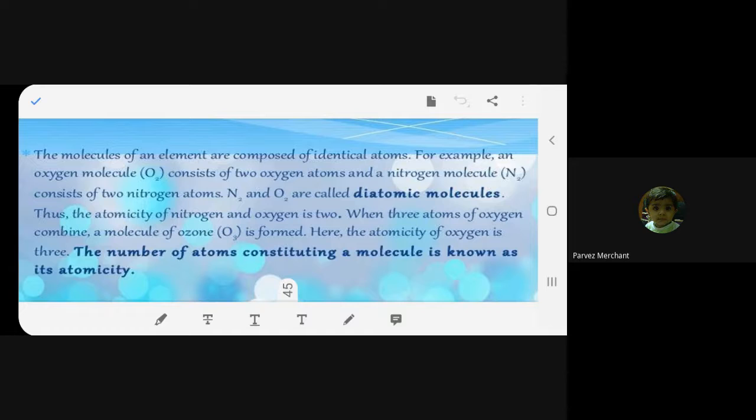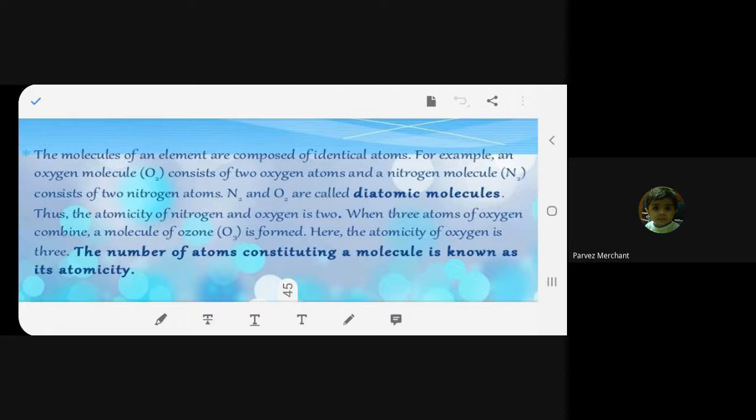Now all this comes as a part. Monoatomic, if it is one atom. Diatomic, it is two atoms. Tri, three, tetra, four. More than four, polyatomic. Hope you understood. Is it understandable to all of you, beta? So what is atomicity? The number of atoms present in a molecule is called atomicity.